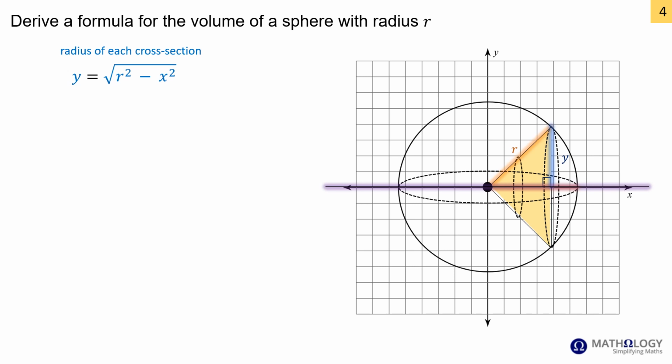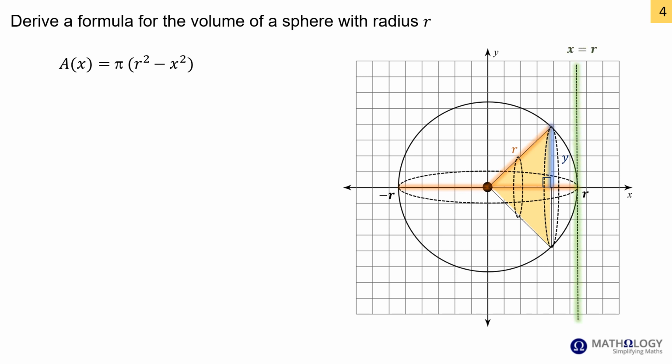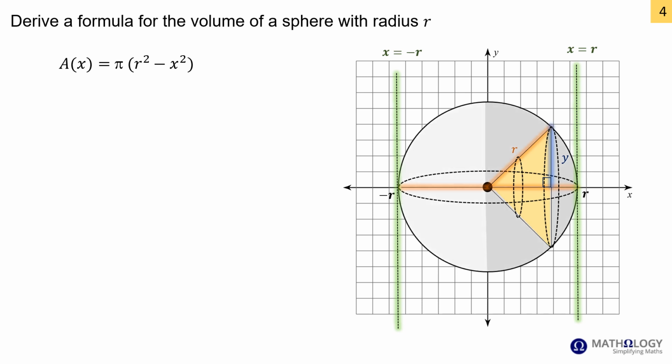Now the area of each cross-section is pi y squared, which equals pi times (r squared minus x squared). Now, being a type 1 region, the boundaries of integration are vertical lines, and these vertical lines are the line x equals r and the line x equals minus r, because we are cutting cross sections in both hemispheres.